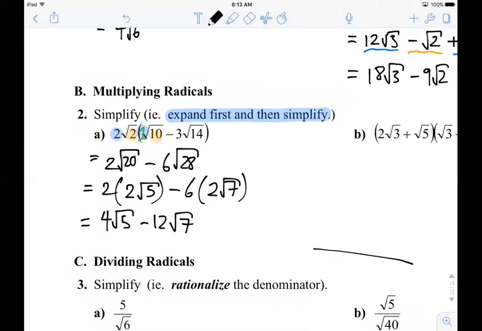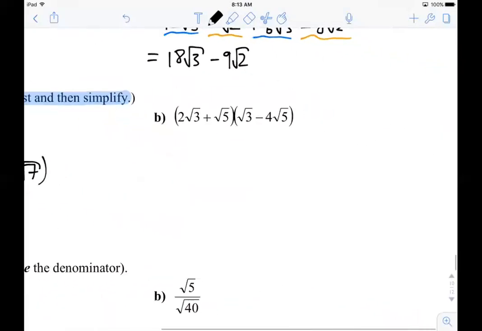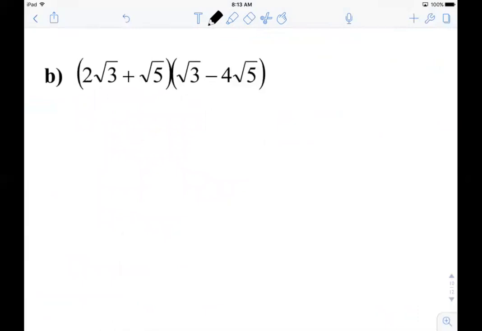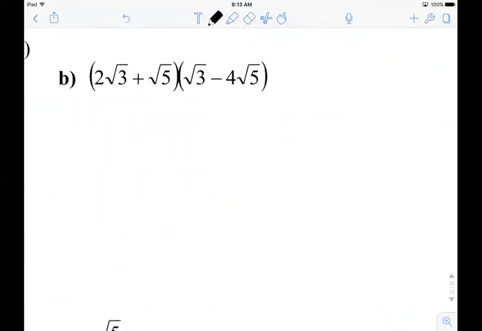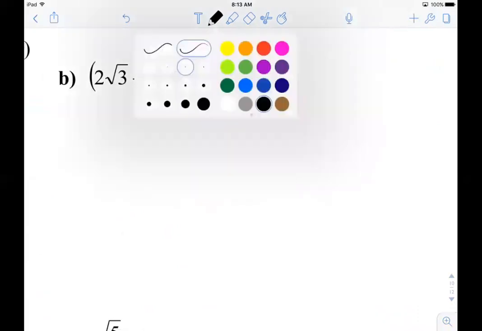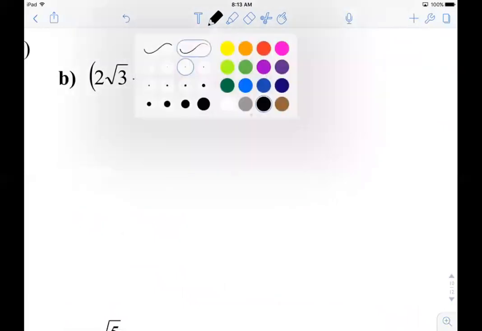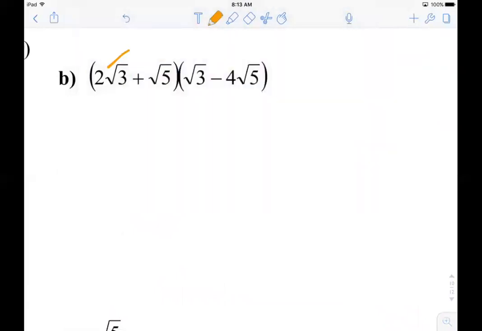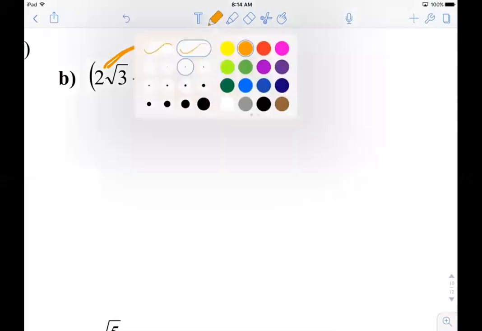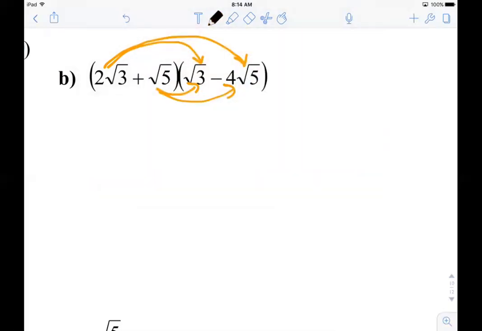Sometimes, though, we might have a situation that looks more like multiplying binomials. And in this sense, we don't mean binomials that have variables involved, but we do have two separate terms inside one bracket and two separate terms inside another bracket. So it really is like we're multiplying two binomials. Well, in order to do that, we follow all the same rules that we normally would. We multiply 2 root 3 by each piece in the second bracket, and then we multiply root 5 by each piece in the second bracket as well. And then we'll try and do some simplifying from there.